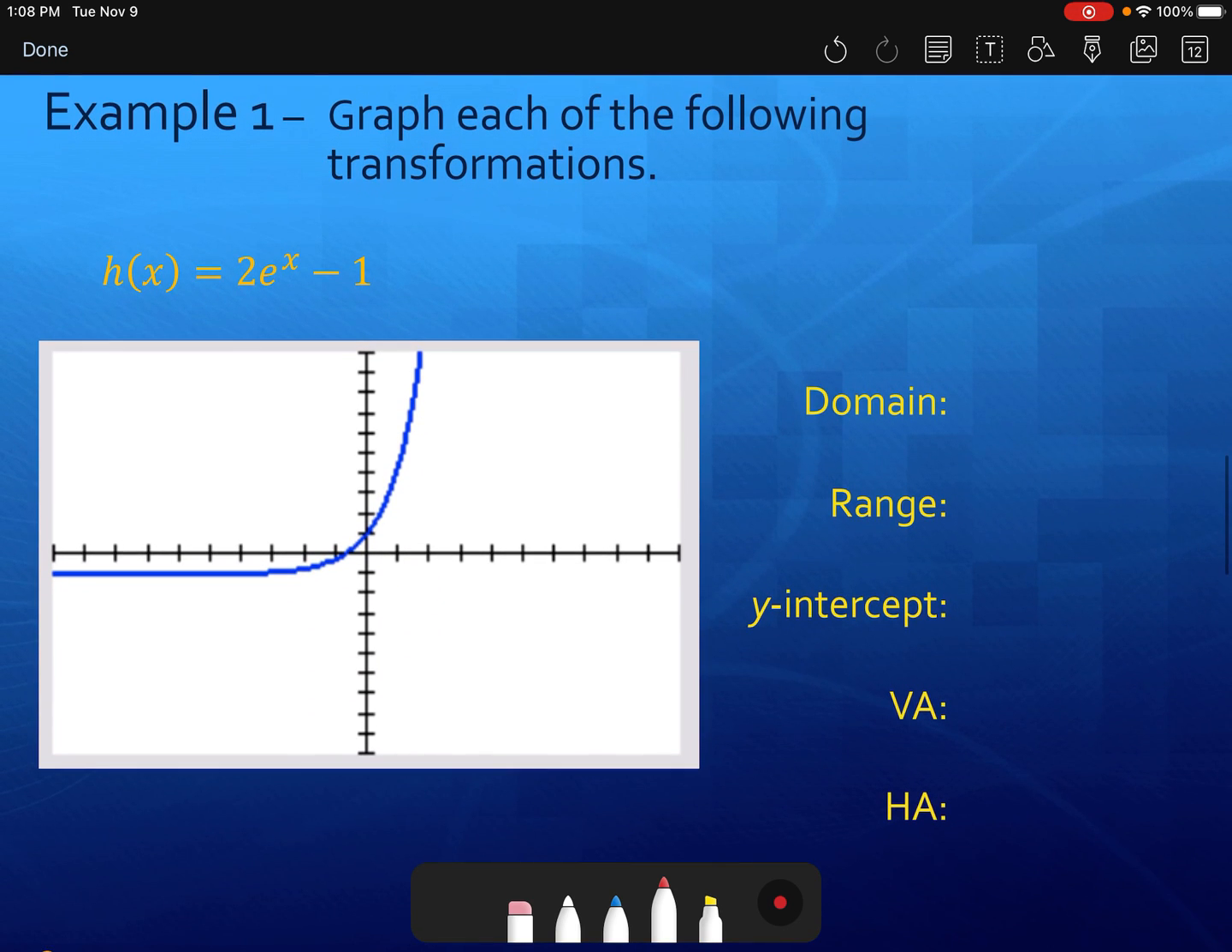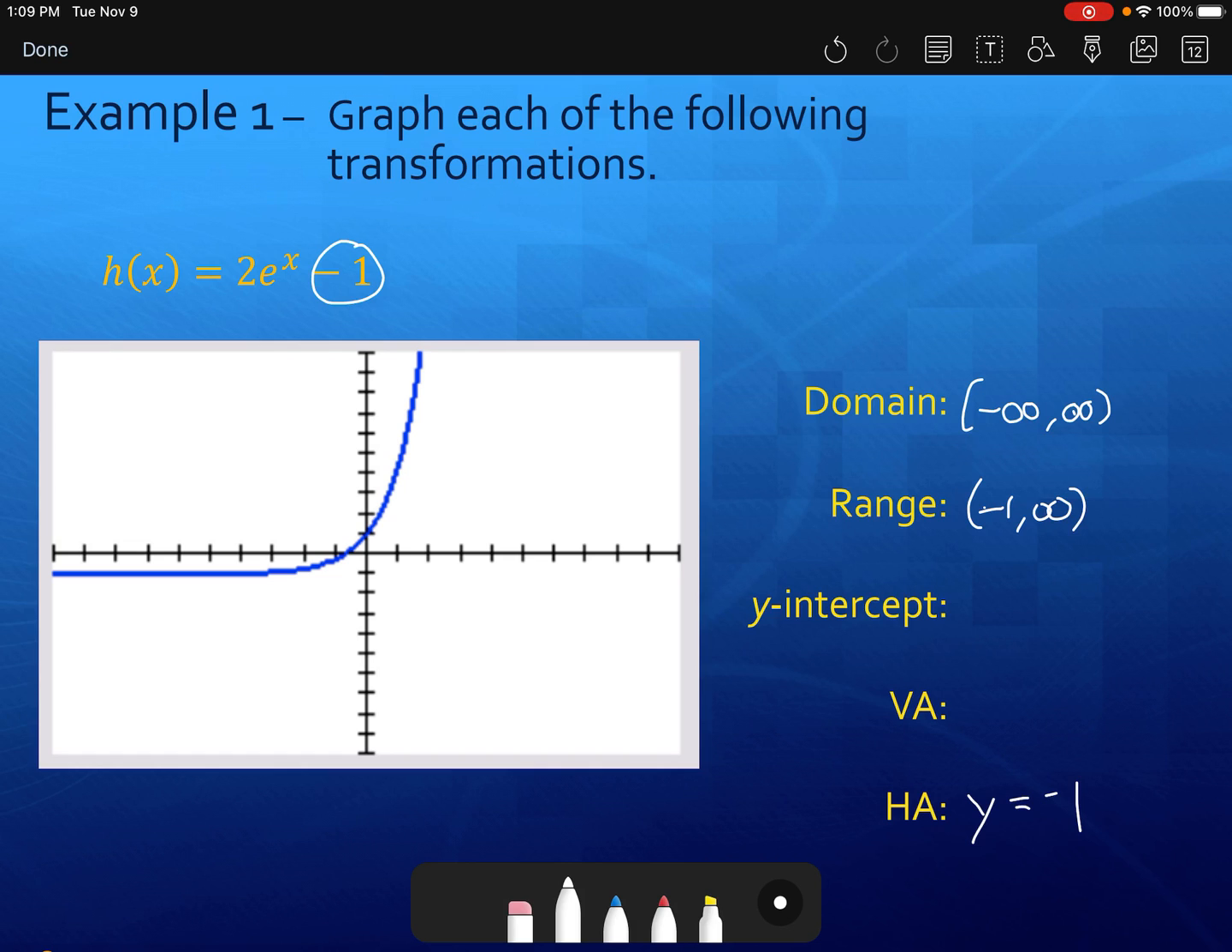Okay, so let's talk about the graph of one of these. Now, this transformation is looking at the graph of 2 times e to the x minus 1. We can see that it's been moved down 1 from that. So that's our horizontal asymptote, y equals -1. You can also see that every exponential function, even the one with a natural base of e, has a domain of -infinity to infinity. And since the horizontal asymptote is -1, then our range is -1 to infinity.